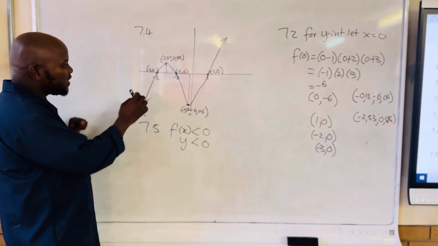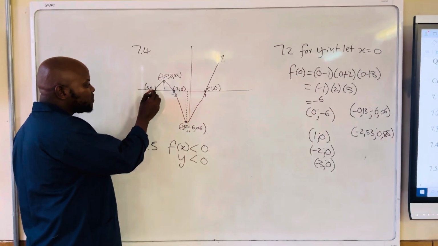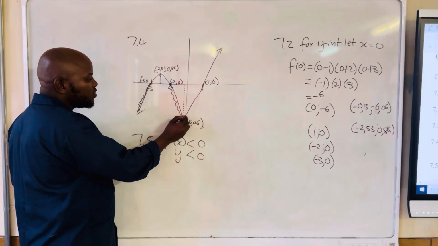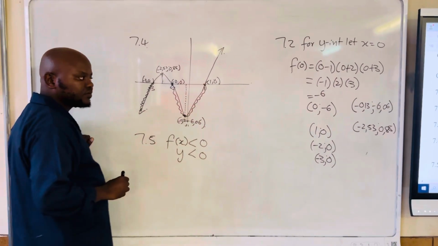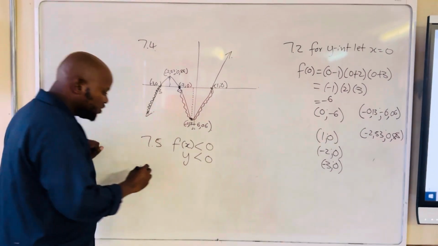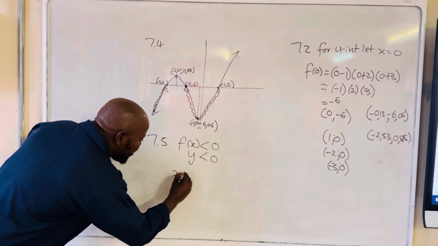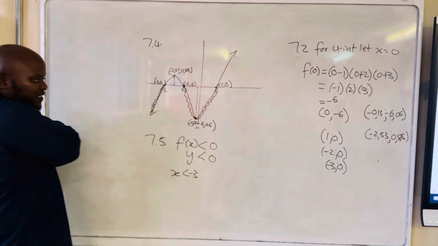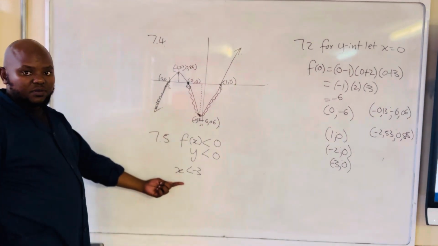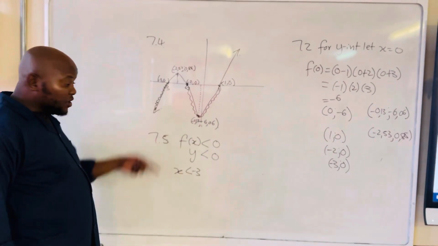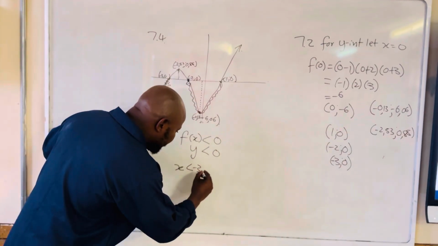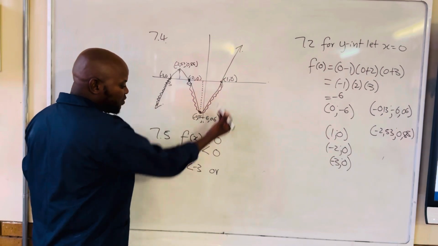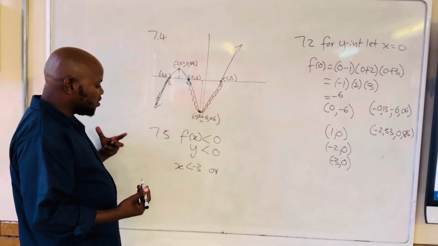If you check now, it will be below 0 at this point. Okay. So you're going to have x being less than negative 3, which is from negative 3 up until negative infinity, it will be below 0. Then we come back again, or between negative 2 and 1, it will be below 0.